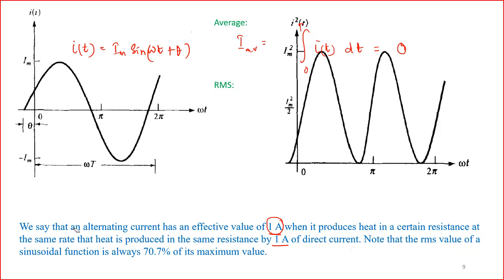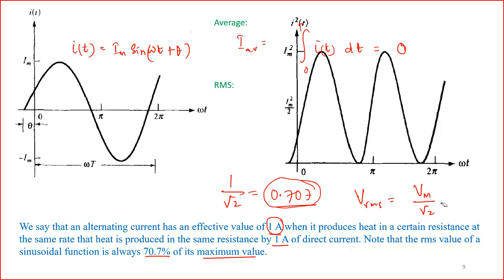Note that the RMS value of a sinusoidal function is always 70.7% of its maximum value, right? So therefore we divide 1 by root 2. So 1 by root 2 is nothing but 0.707. So therefore the RMS value is in fact 70.7% of its maximum value, right? So that means if I write V RMS, I can write it as Vm by root 2, right? This is 0.707 Vm, so 70.7% of the maximum value.